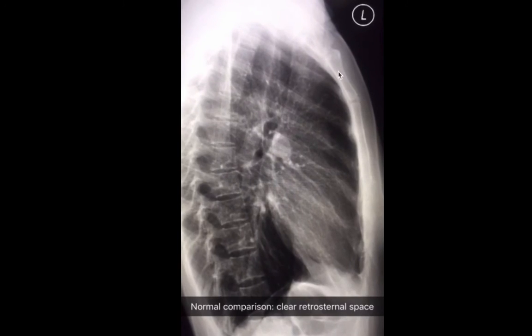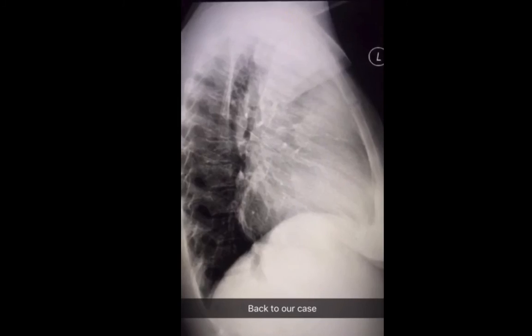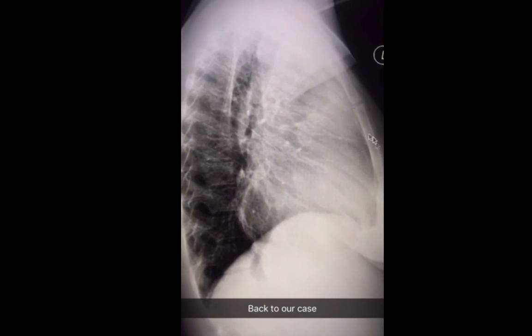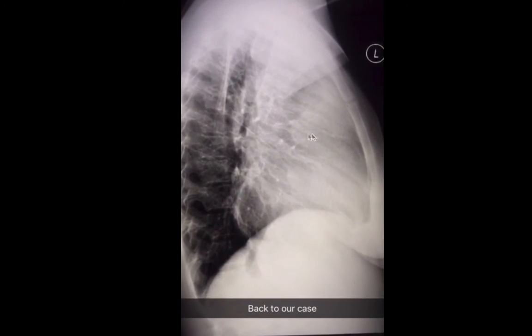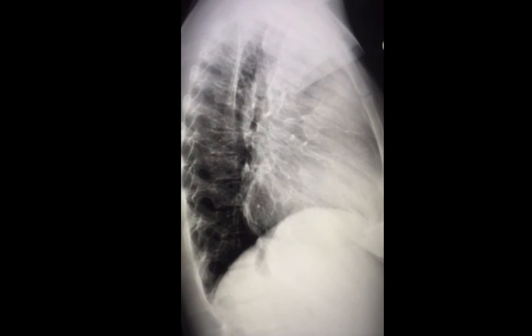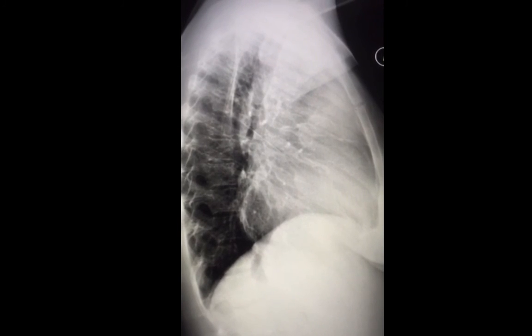On this normal lateral radiograph, you see the sternum. The retrosternal space here should be dark. Let's go back to our abnormal case. You'll notice that the retrosternal space is obliterated by what appears to be a white abnormality. This is another confirmation that the mediastinal abnormality is really located in the anterior compartment.